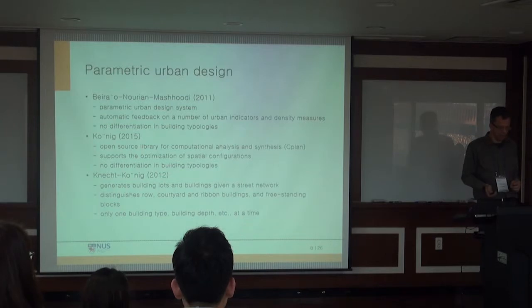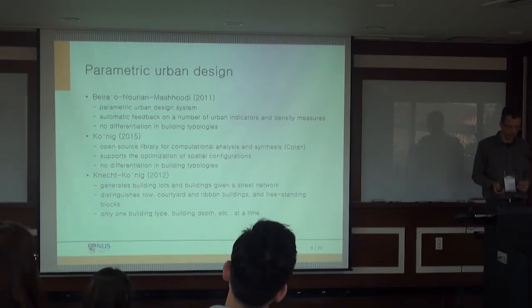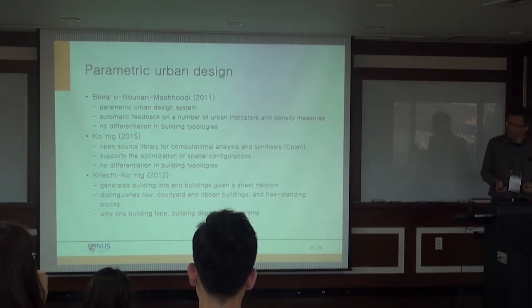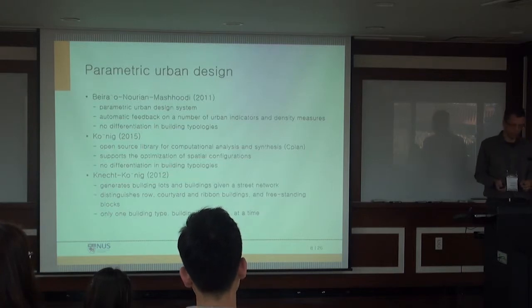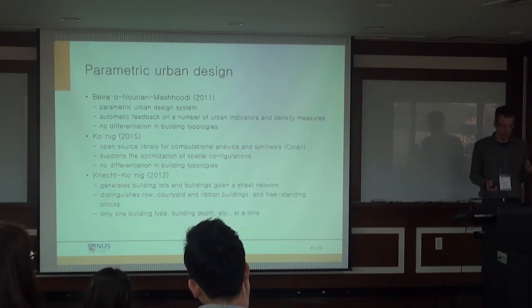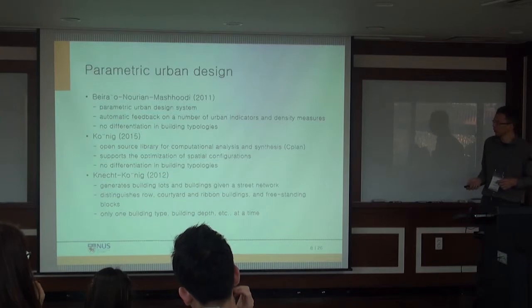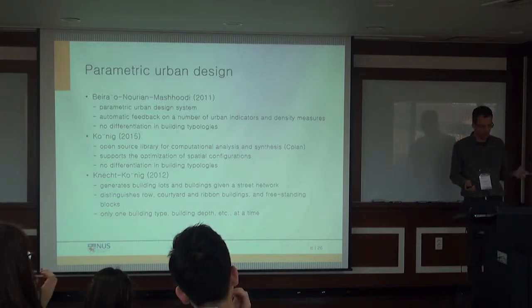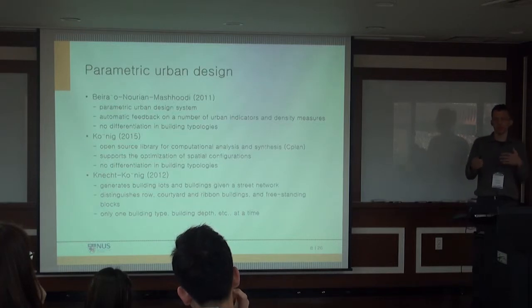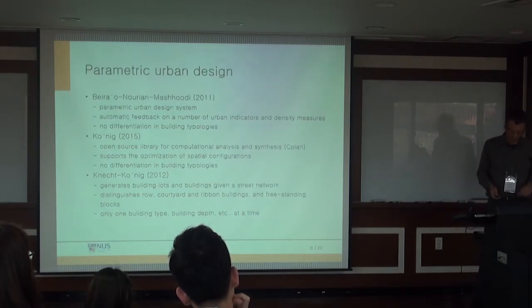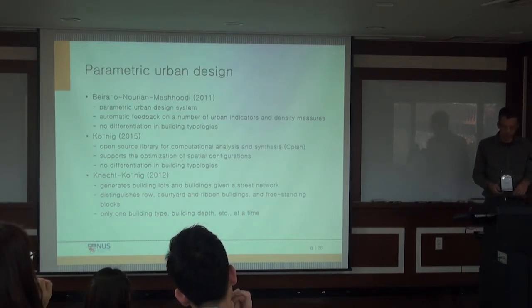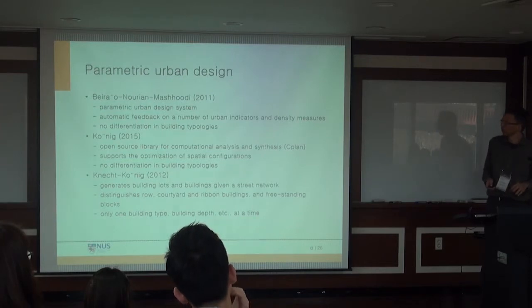And again, there's no differentiation in building typologies, although he also worked with a colleague, Katja Knecht, on a study on generating building lots and buildings given a street network. In that case, they do distinguish different typologies, among them row blocks, courtyard blocks, ribbon buildings, and freestanding blocks. But the tool only allows one to select one building type at a time, only one building depth. So for each of the parameters, you can only select one value, which we felt was too limiting.